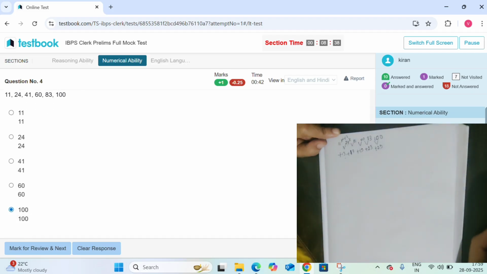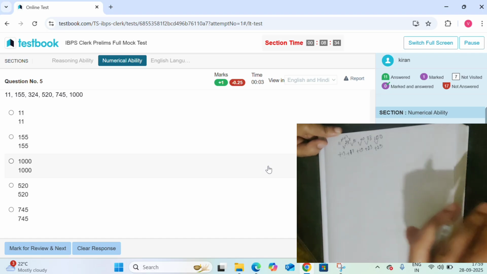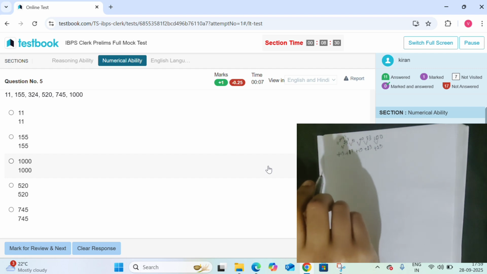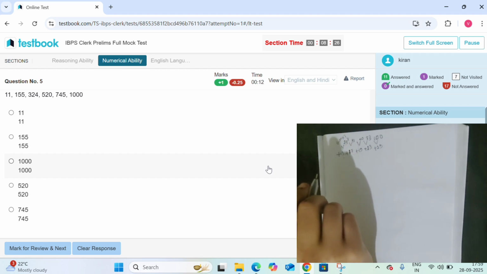Prime number. 11, 155, 324, 520 multiplication. I think 11 into 324, 527, 45. 324, 18 square. 100 is 10 square. In the middle, no.